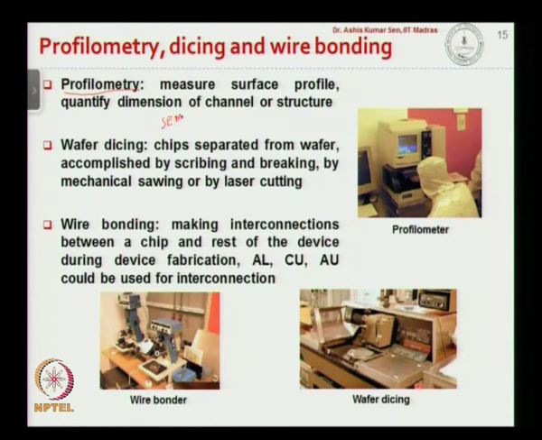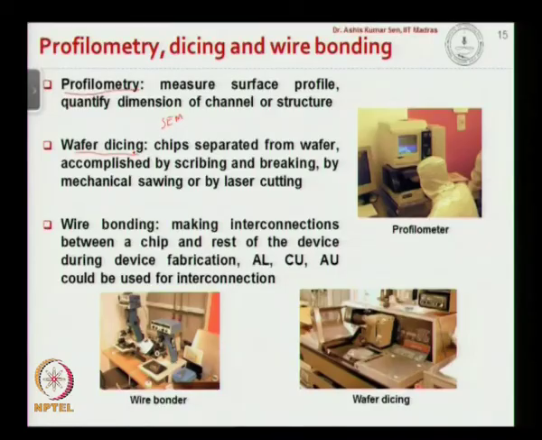Once we have done the bonding, the next step would be wafer dicing. When you do fabrication on a single silicon wafer, we may have many devices printed. In order to separate the devices from each other, we would have to dice the silicon wafer, and this is done using a special silicon dicing machine.